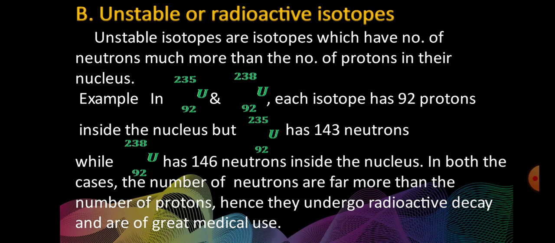In the case of unstable isotopes, they have the number of neutrons much more than the number of protons in the nucleus. In uranium 235-92 and uranium 238-92, each isotope has 92 protons, but uranium 235-92 has 143 neutrons, while uranium 238-92 has 146 neutrons inside the nucleus. In both cases, the number of neutrons are far more than the number of protons. Hence, they undergo radioactive decay, which finds great medical use.